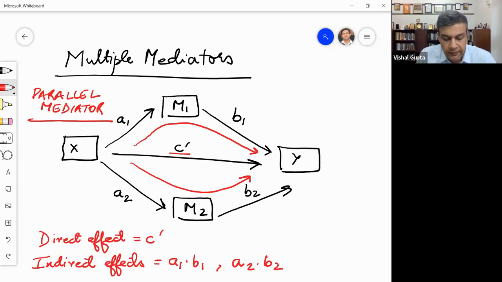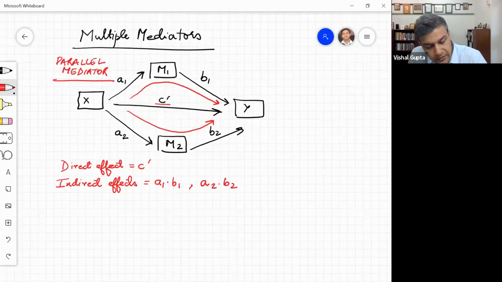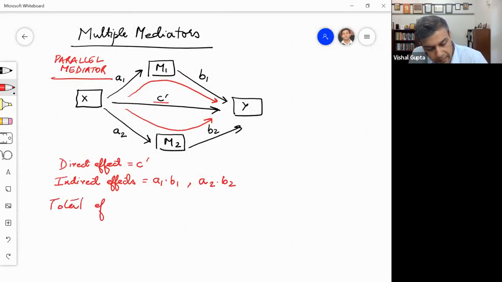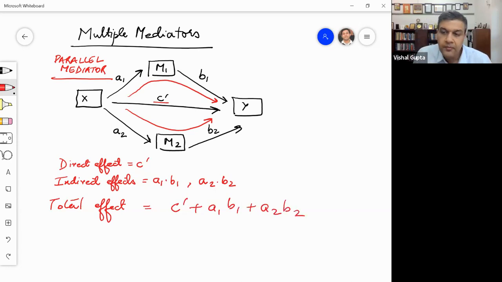And so your total effect here is given by C dash plus A1 B1 plus A2 B2. You can test, and you will have to show, that these indirect effects are significant in order to prove that your mediators M1 and M2 significantly mediate the process or the relationship between X and Y. So this is called a parallel mediator model.